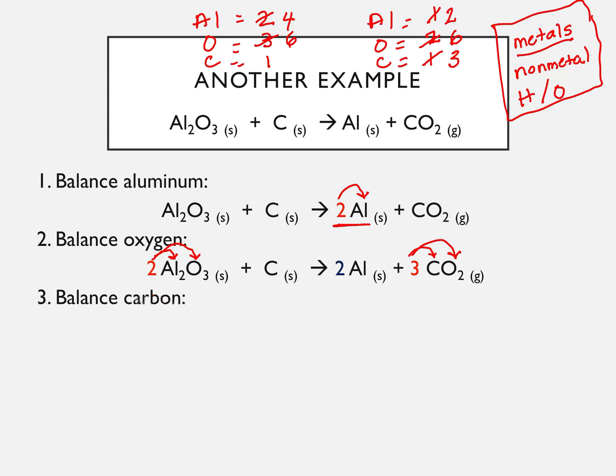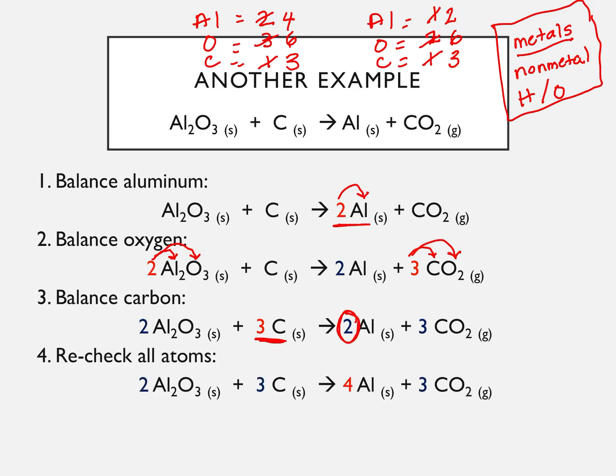So we can go ahead and balance our carbons. If we put a 3 out here, that will send our carbons balanced. And so now we need to go and fix our aluminums. We have 4 on the left and 2 on the right. So instead of being a 2 here, right, we can make that a 4.